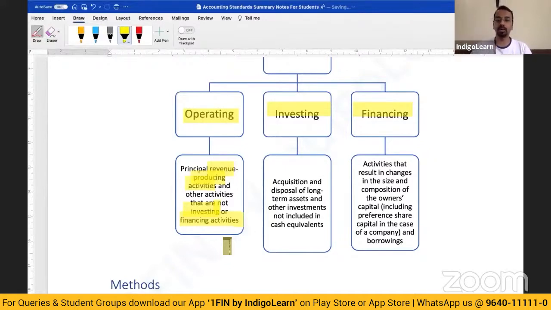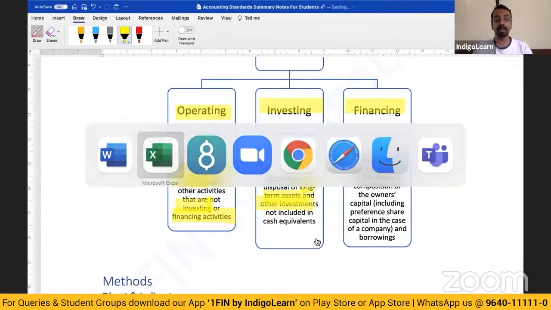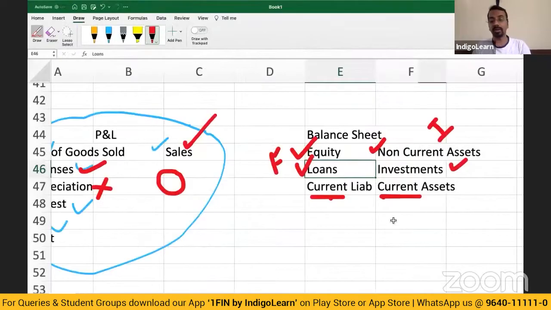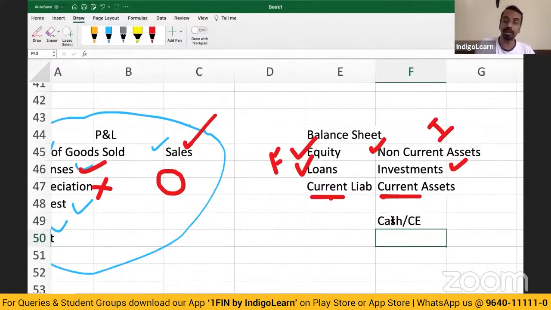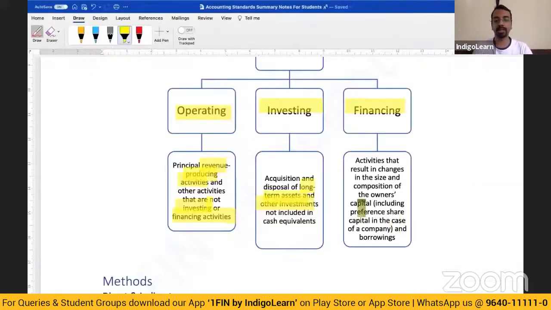What is investing? You are acquiring long-term assets and other investments. Now please note here, under current assets you have cash also, cash and cash equivalent. Now these are shown as a reconciliation item at the end. What was the beginning cash flow, what is the movement, and what is the ending cash flow, right? So these are investing, financing, that result in change in the size and the composition of the owner's capital and borrowing. So this is the broad classification.